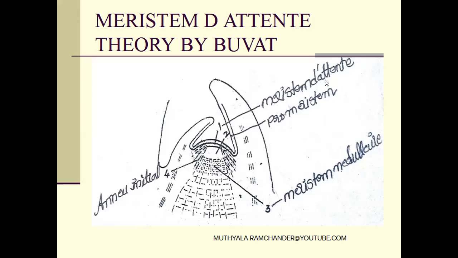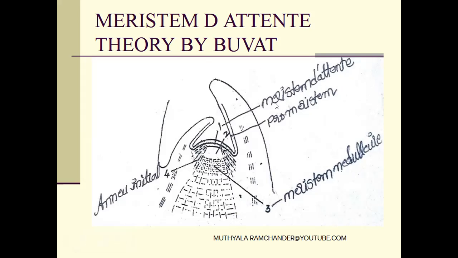The meristem d'attente tissues are present on the terminal part of the shoot. These meristems cannot participate in division. They take rest up to the development of reproductive organs. So this theory is not accepted, because meristem means they always contain a dividing character. This theory is not accepted by botanical scientists, but it was explained by the French scientist Bouvet.